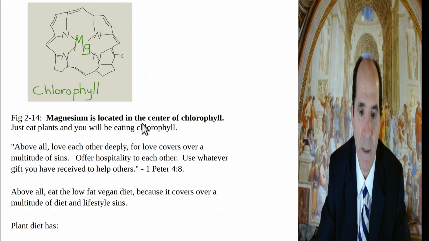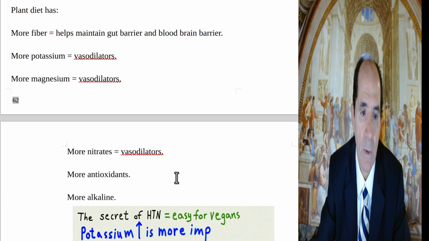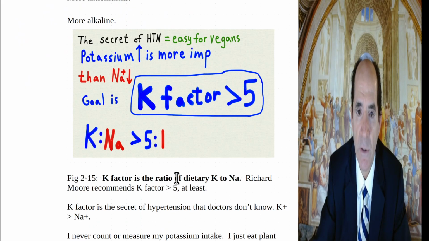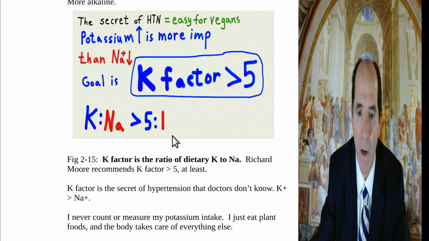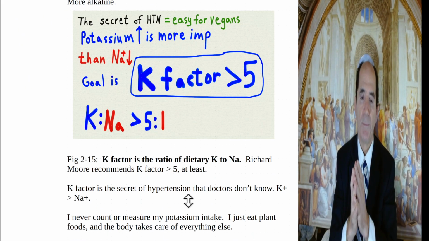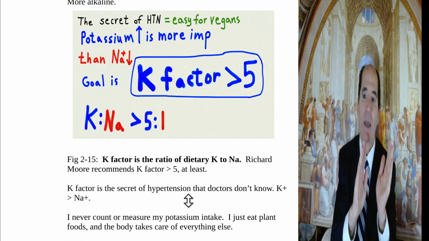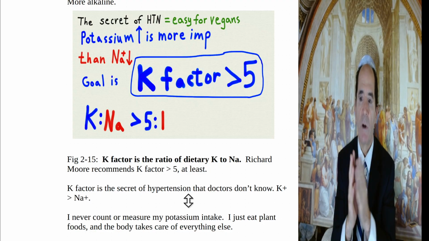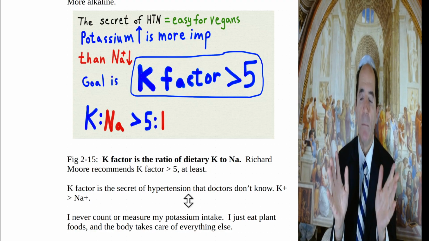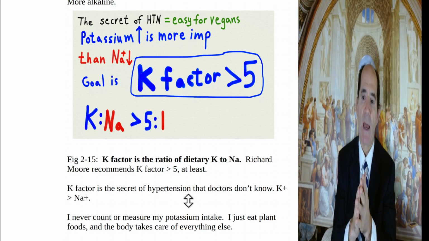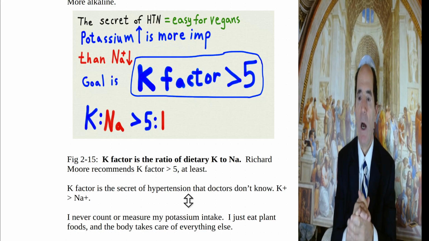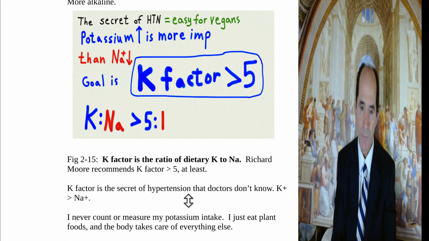And here is showing that magnesium is located in the center of chlorophyll. And now here's another important point: the amount of potassium and sodium. First of all, we'll talk about the ratio. The amount of potassium you eat relative to the amount of sodium you eat is called the K factor. At a minimum, you want to eat at least 5 times more potassium than sodium if you're going to have a normal blood pressure.